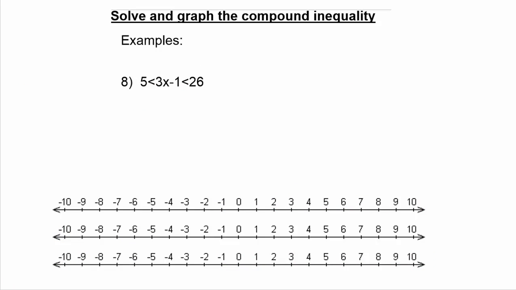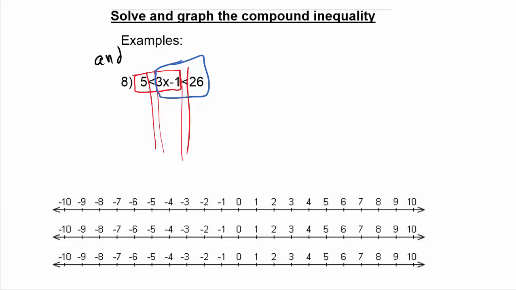Okay, I've got 5 is less than 3x minus 1, which is less than 26. There's two ways to solve a problem like this. I'm going to show you, I guess I'll show you both here. There's method 1. So method 1 would be, we could split this into two inequalities. So if you think about these as your dividing lines here, we could split this using the dividing lines into two separate inequalities. Using the word and, we said that in the previous video that these are and problems in disguise.